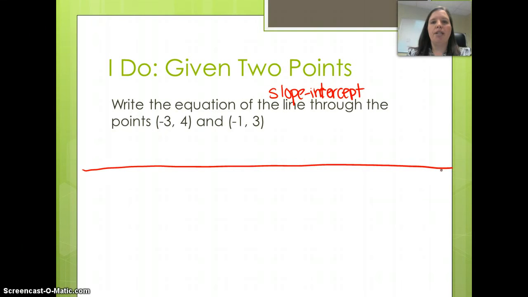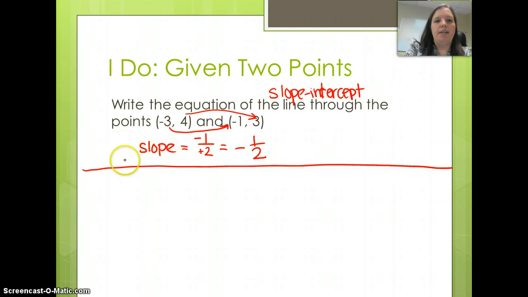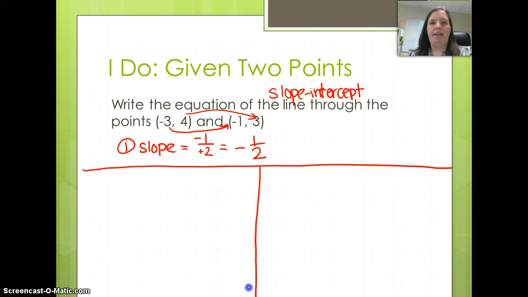You think slope-intercept or point slope, what common thread do I have that I need? Well, I need to find the slope. The slope would be the change in the y values, 4 to 3, would be -1. The change in the x values, -3 to -1, would be up by 2. So the slope is -1/2. Either method, you're going to start with the slope. But where we go from there is where it may diverge into 2 different directions. You should end up with the same answer though.